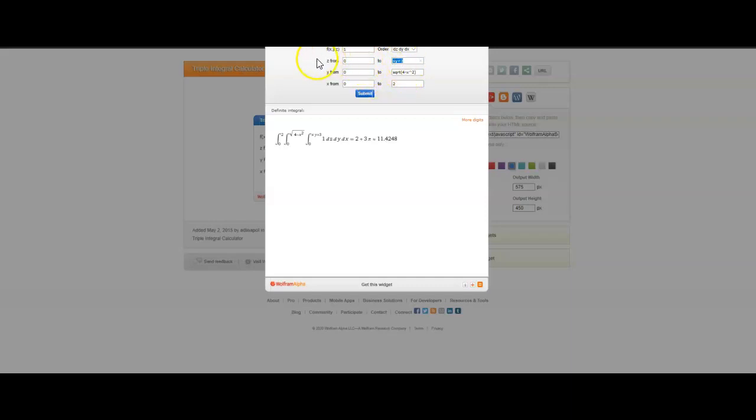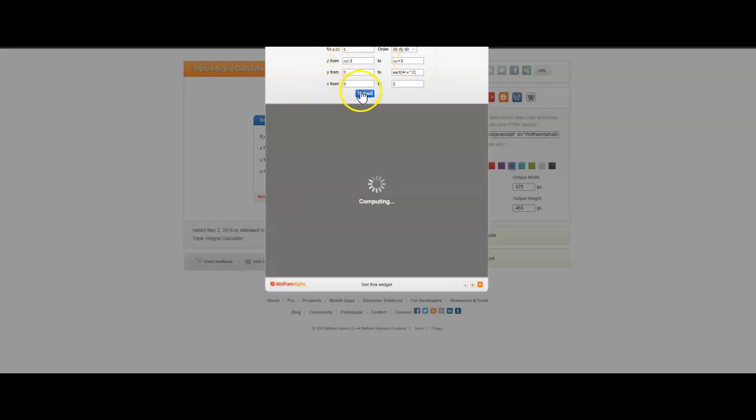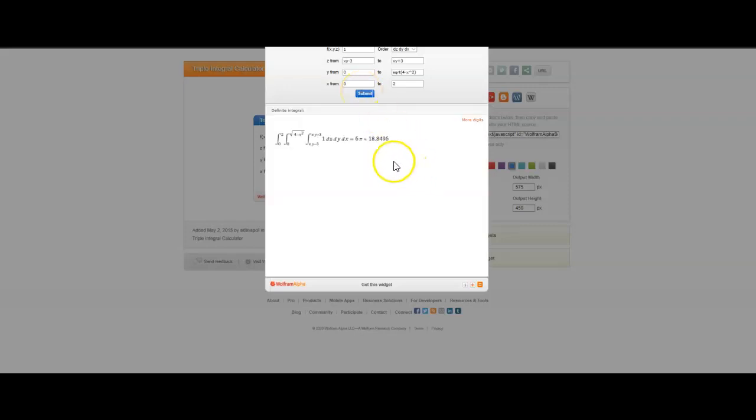I'll just copy and paste this here, make our life a little bit easier. So xy minus 3, and when we execute that, we get 18.8496.